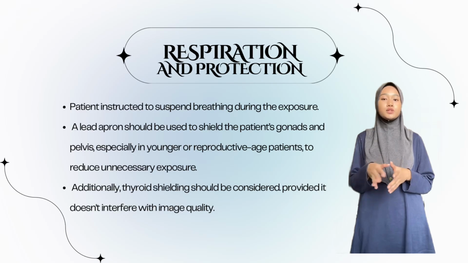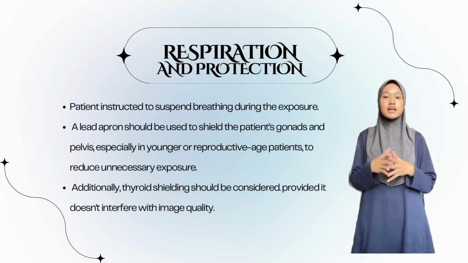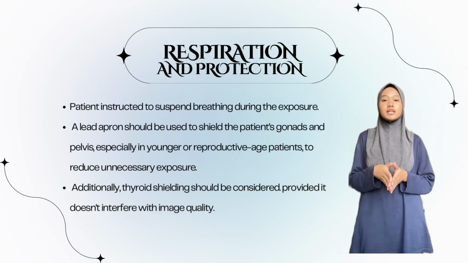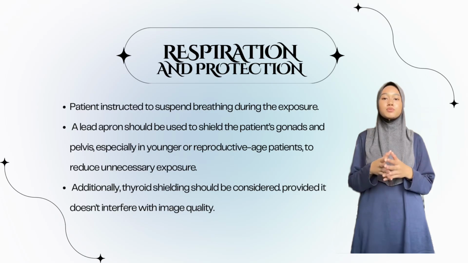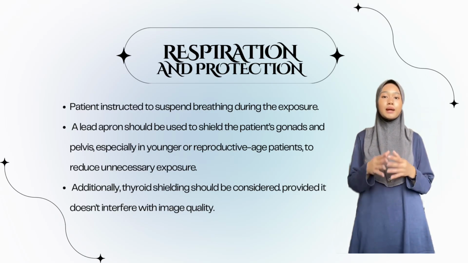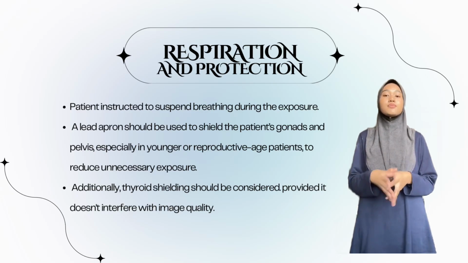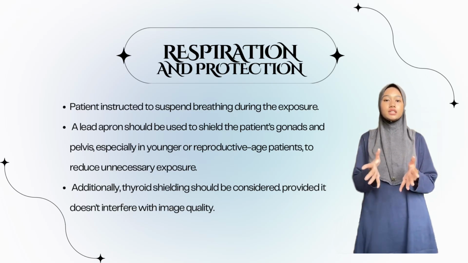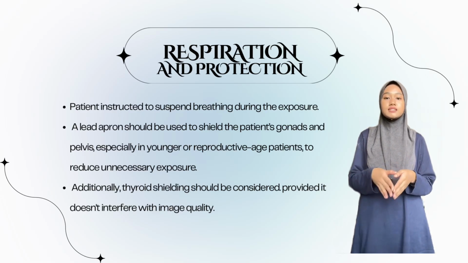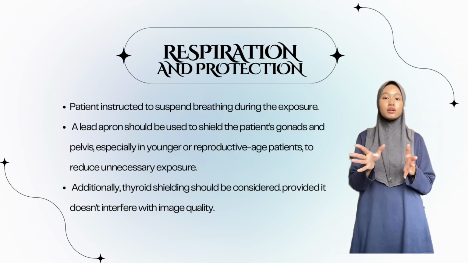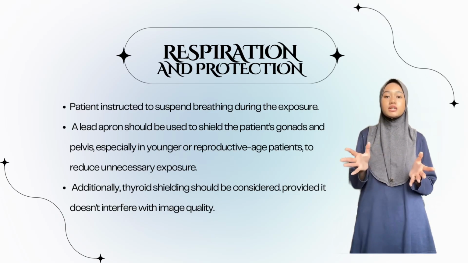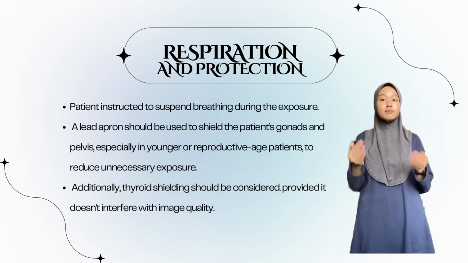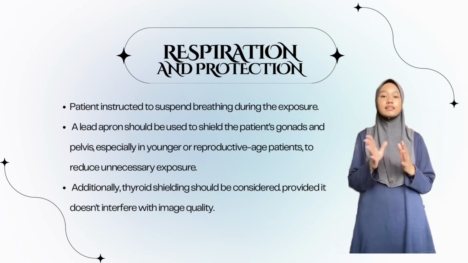A lead apron should be used to protect radiosensitive areas such as gonads and pelvis, especially in younger or reproductive age patients. The shield must be carefully positioned to avoid interference with the primary beam and should not obscure the shoulder region being imaged. If possible and practical, a thyroid shield may also be used, provided it does not interfere with the positioning or diagnostic quality of the image. Additionally, proper collimation and exposure settings should be applied to limit radiation to only the area of interest.